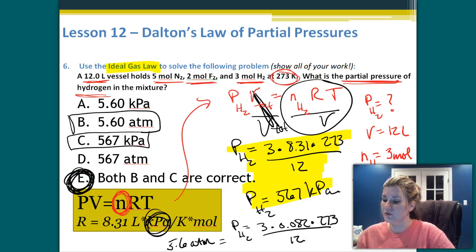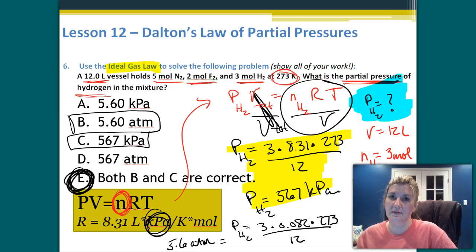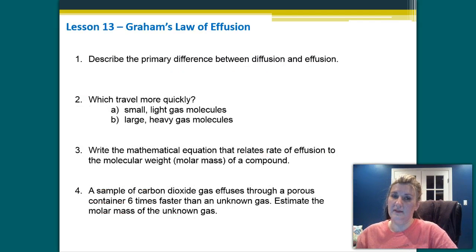Always remember that if you're solving for P in your ideal gas law, you can use any R value you want, assuming those units are in your choices. Okay? That's enough of that.